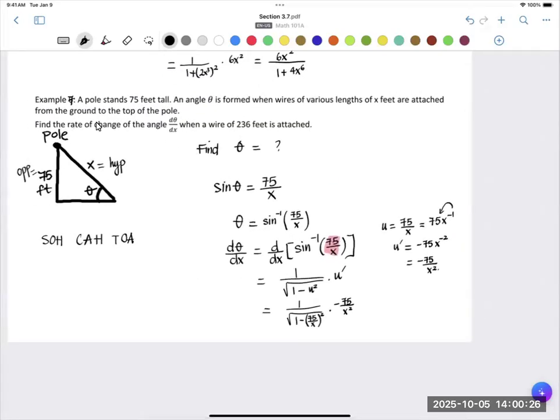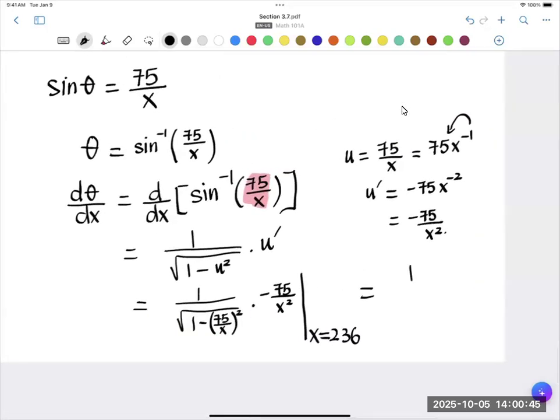But the problem also wants us to find the rate of change of the angle when the wire is 236 feet. So it means what is the rate of change when my x is 236? All we have to do is put in 236 and evaluate it. So 1 over square root of 1 minus 75 over 236, the whole thing squared, times negative 75 over 236 squared. When you're putting it in the calculator, make sure you put it in carefully because this could be a common mistake or user error.